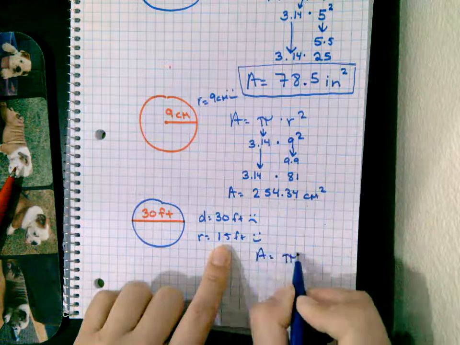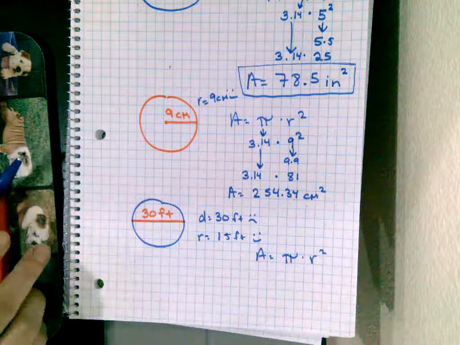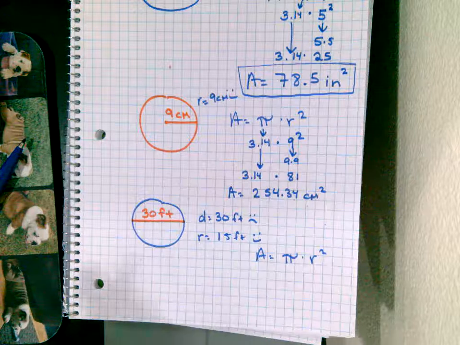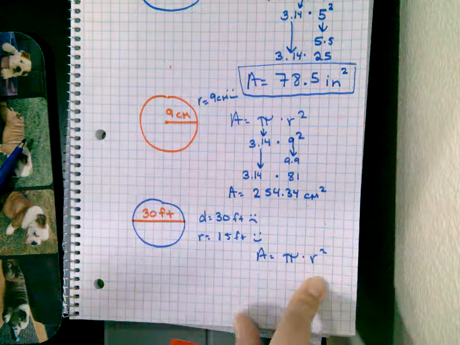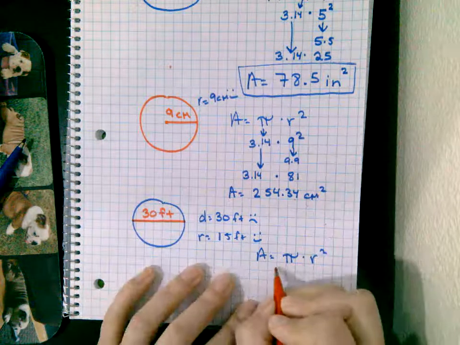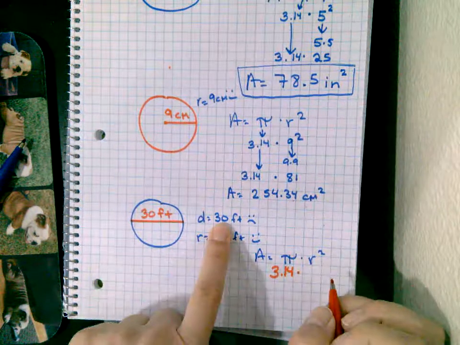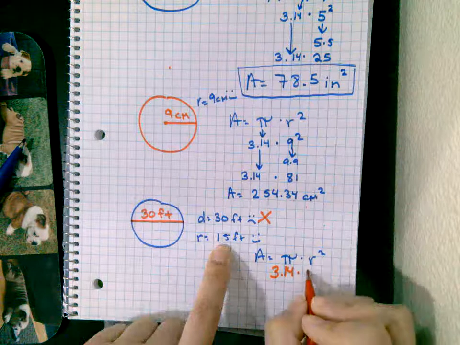Area is equal to pi r squared. I like to write it down in your notes over and over again so you get used to seeing it, you get used to writing it. For the classwork, you don't, but for notes, we do write it again and again and again. So 3.14 times radius, not 30. Nope, not 30, but 15.